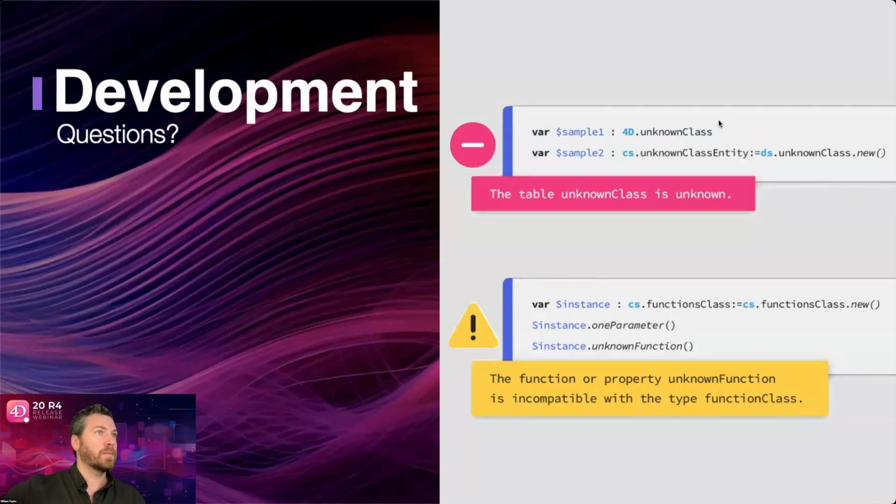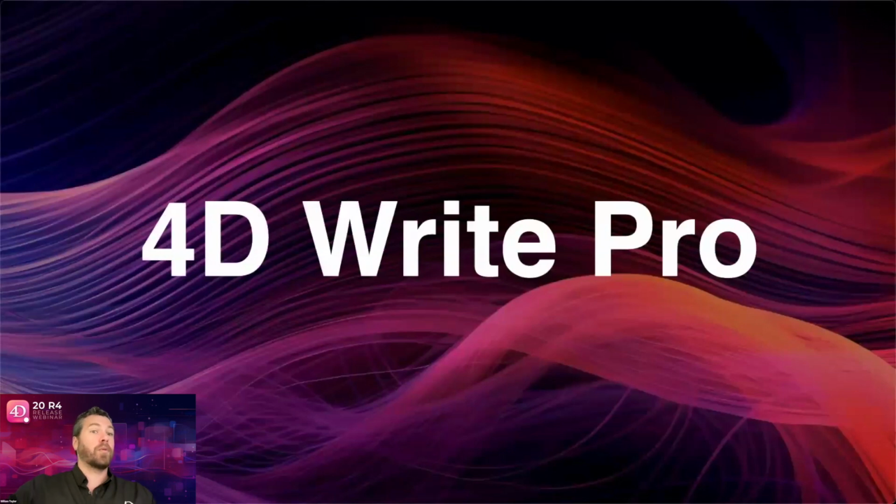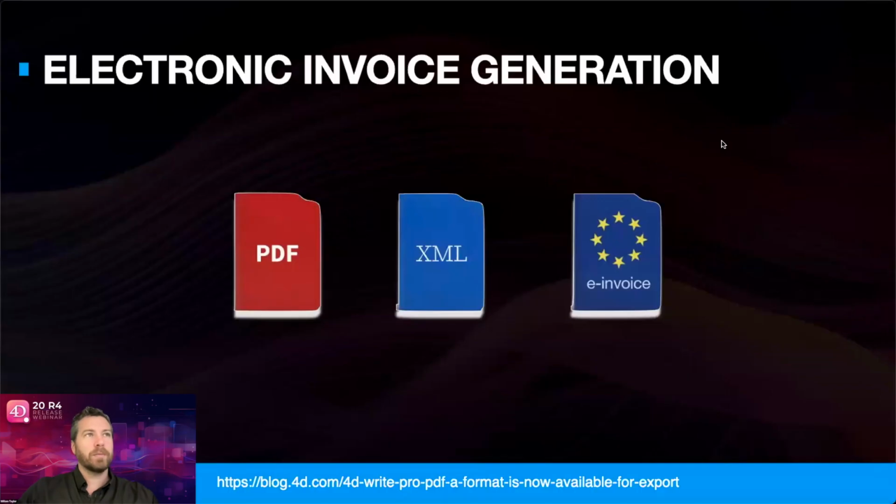But let's keep moving on to 4D Write Pro. There's a couple things that happen in 4D Write Pro. There's a lot happening in 20R5 and 4D Write Pro, but some main ones. I don't know if this one pertains to any of us, but it definitely is a major improvement and a major requirement in Europe. And that's called e-invoicing.